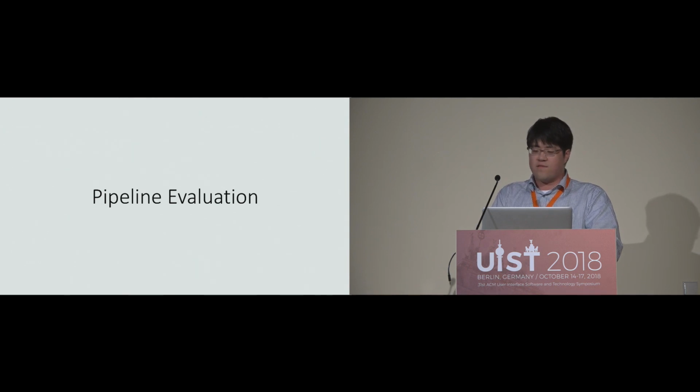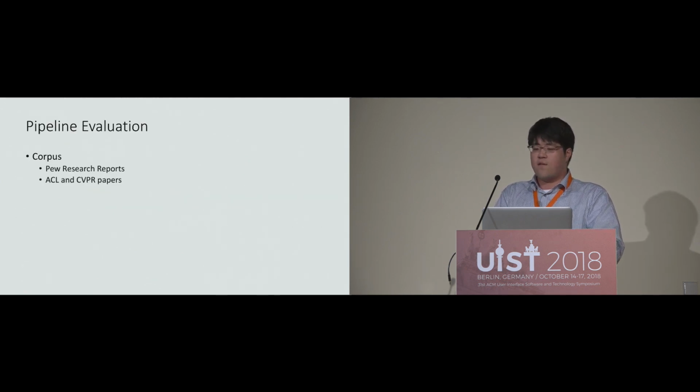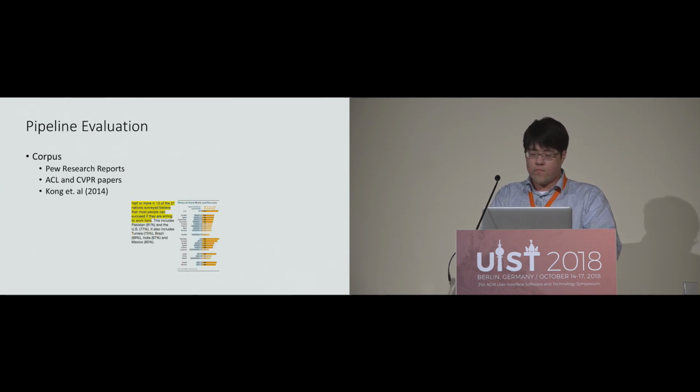We quantify the performance of our system by comparing the resulting references with gold references. Specifically, we extracted tables and sentences from a corpus of Pew Research reports and academic papers. To create a gold set of references, we manually and independently generated references between the sentences and the tables and collaboratively resolved conflicts and reached consensus on the references. We also use Kong et al.'s references between text and charts dataset to confirm that the method generalizes to data extracted from charts.